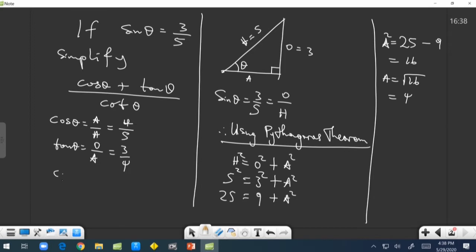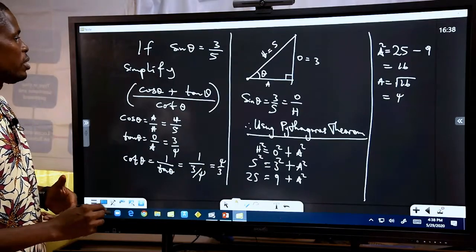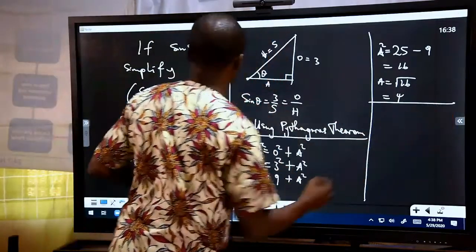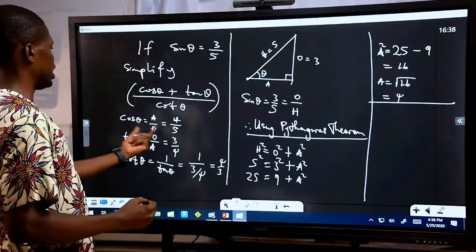And cot theta, what is cot theta? Cot theta is 1 over tan theta, and 1 over tan theta is 1 over 3 divided by 4. That is 4 over 3, the reciprocal of tan theta. So with this, you can solve the expression cos theta plus tan theta over cot theta. How do we solve it? Let's solve it in this portion. We have cos theta, which has been given as 4 over 5.